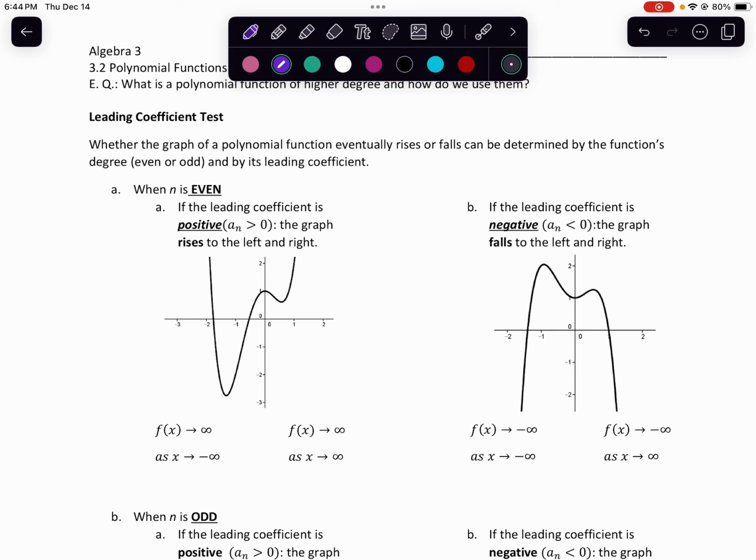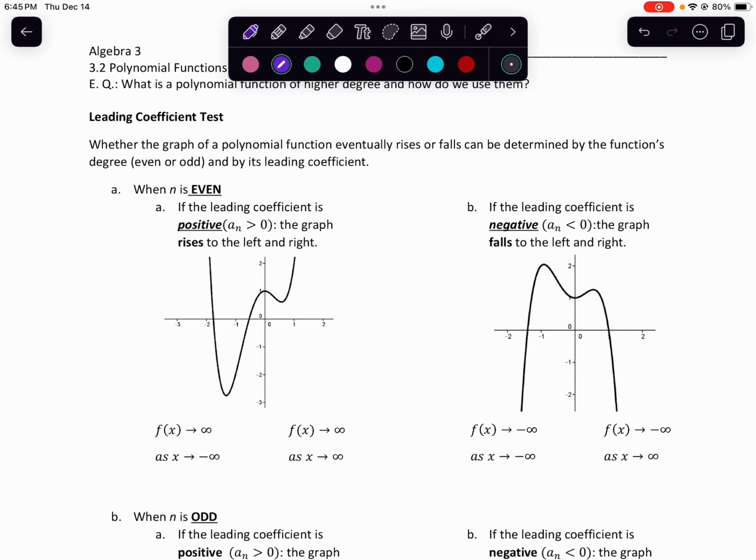So it says whether the graph of a polynomial function eventually rises or falls can be determined by the function's degree, whether it's even or odd, and the leading coefficient. So two scenarios. When n is even, okay, so n is your exponent. When the exponent is even, if the leading coefficient is positive, okay, so my exponent's even and my leading coefficient is positive, the graph will rise to the left and the right.